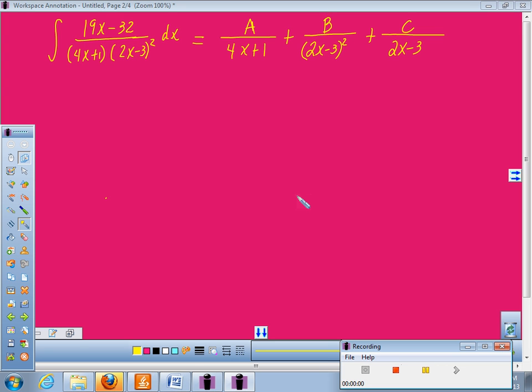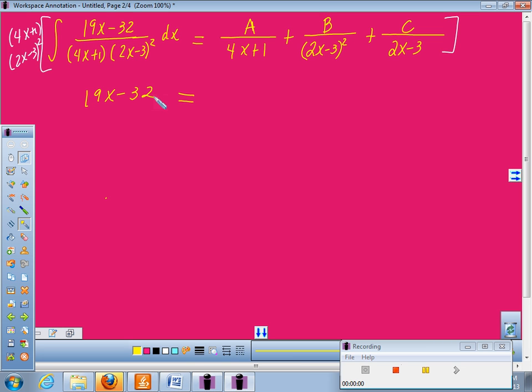So, how do I solve for A, B, and C? I times by the common denominator, which is the one on the left side, always. Is this going to be ugly? Not that ugly. The common denominator is 4x plus 1 and 2x minus 3 quantity squared, which means the left-hand side always just cancels down, being left with 19x minus 32. That's not bad.